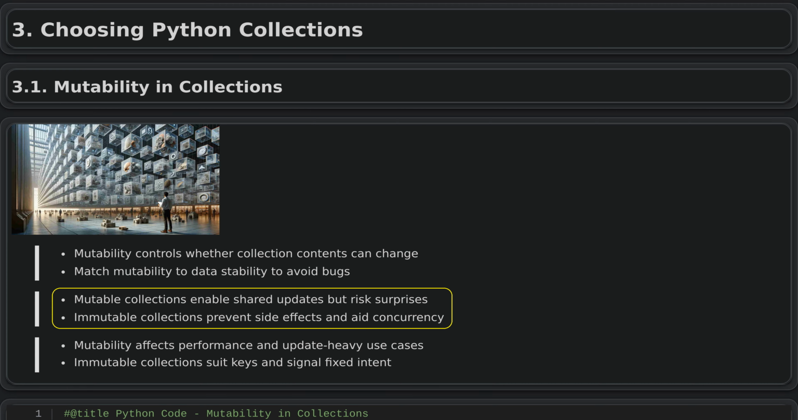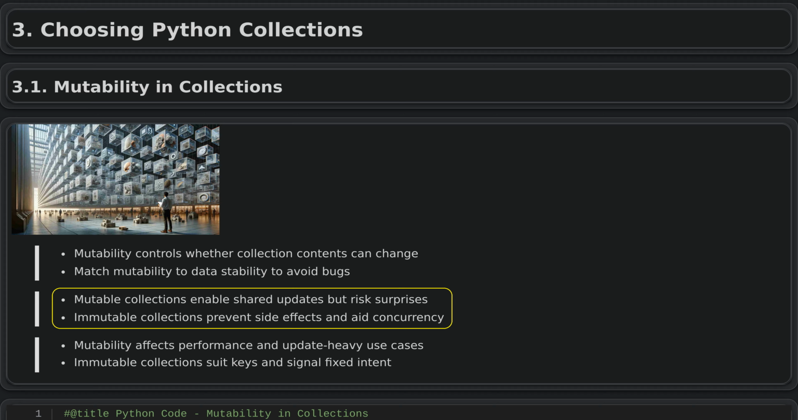Mutability determines how collections behave when shared between parts of a program. If you pass a mutable collection to a function, that function can change the original data, which is useful for updating shared state, such as logs or task lists. However, this can also introduce unintended side effects if the caller assumes the data will stay the same.